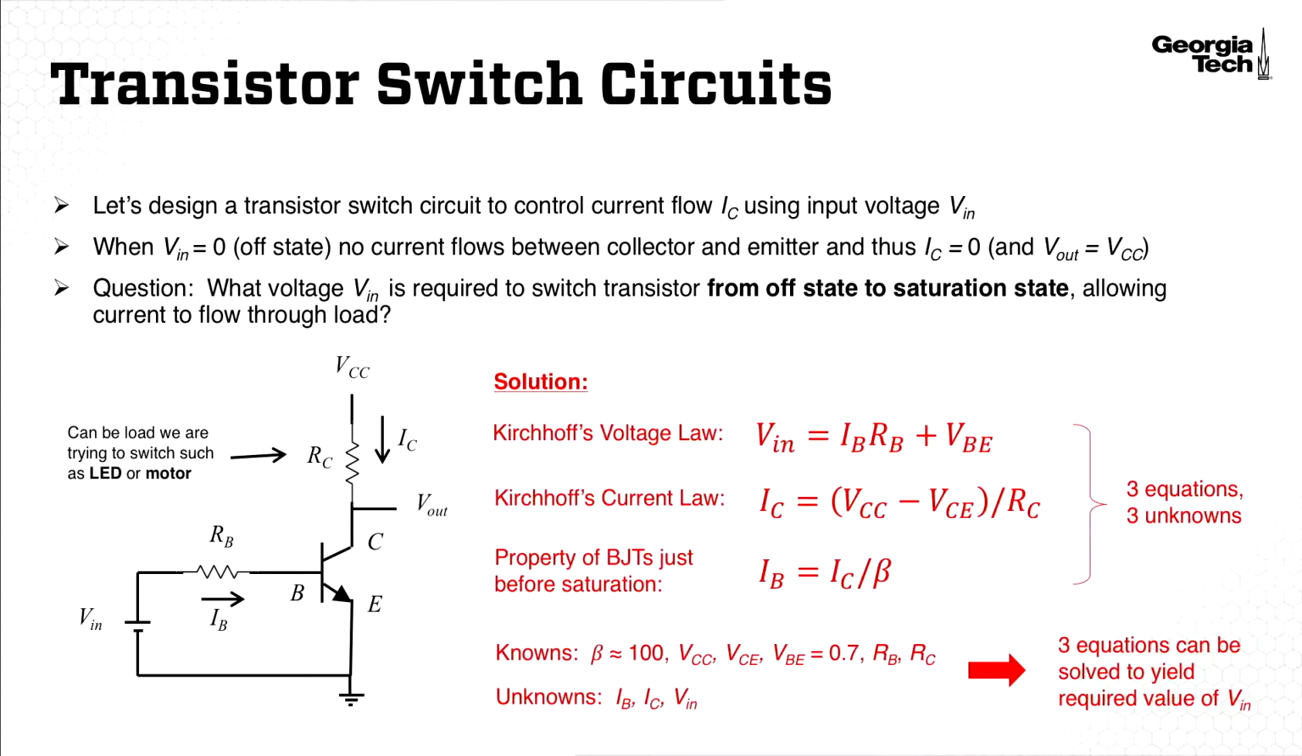The knowns in this equation are beta, which can be obtained from the spec sheet for the BJT, our source voltage VCC, then our collector emitter voltage, and our base emitter voltage, which is 0.7. Just before saturation, 0.7 is the required base emitter voltage. And then we also know our load resistance and that resistance RB. So these are all of our knowns. We can then solve for our three unknowns and obtain the value of Vin that we need to place the BJT in saturation and turn our load on.